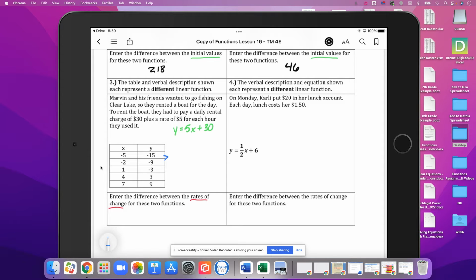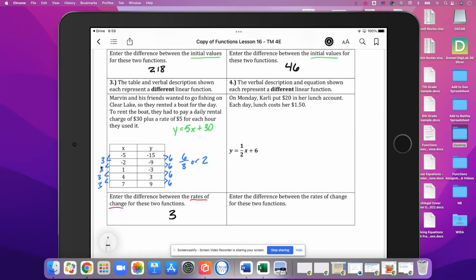And so it looks like this is going up by 6 each time, while this one is going up by 3 each time. So our rate of change, or our slope there, is 6 over 3 or 2. And our rate of change in the other one, the green one, is 5. And so the difference between 5 and 2, 5 minus 2, is 3.